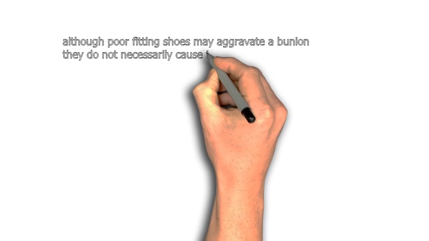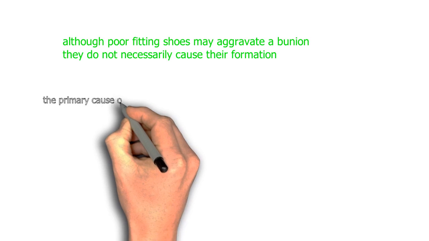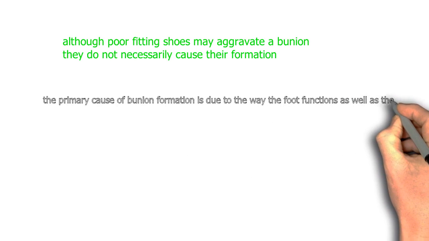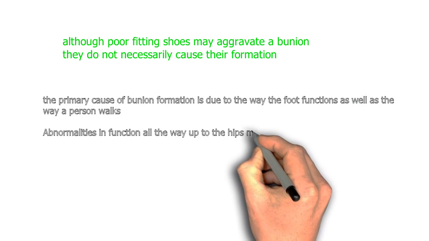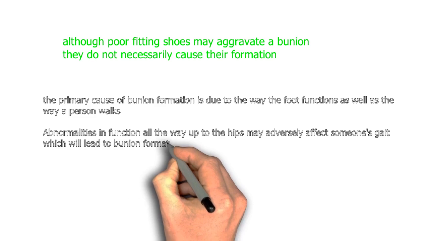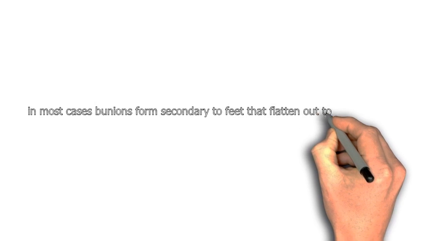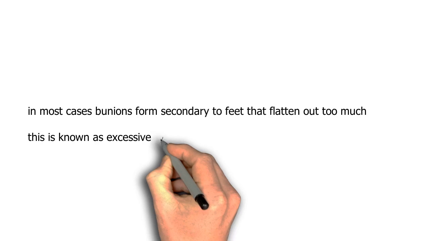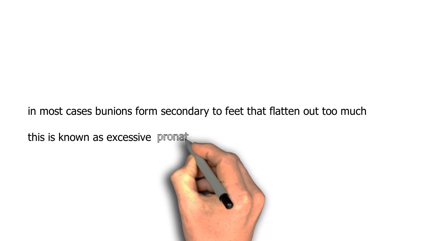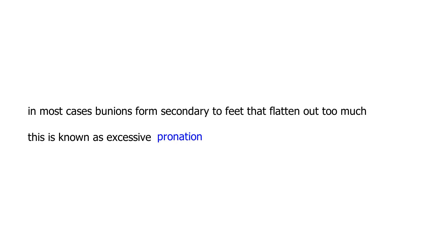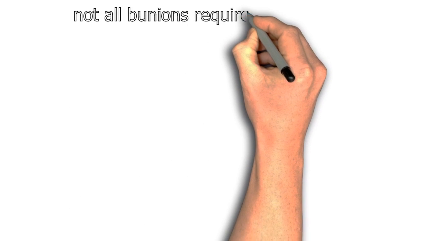Although poor-fitting shoes may aggravate a bunion, they do not necessarily cause their formation. The primary cause of bunion formation is due to the way the foot functions as well as the way a person walks. Abnormalities in function all the way up to the hips may adversely affect someone's gait, which will lead to bunion formation. Bunions tend to worsen over time. In most cases, bunions form secondary to feet that flatten out too much. This is known as excessive pronation.